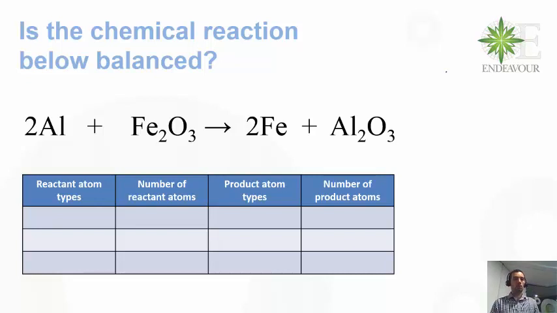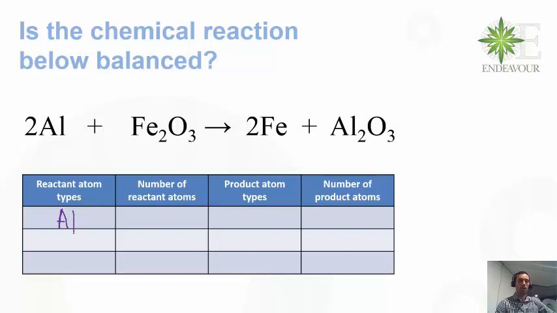Okay, so for this question, we're only really doing step one of our balancing. So it's not actually telling you to balance it if it's not balanced. So it's just assessing whether the equation is balanced or not. So the first thing to do is to list each reactant atom type.